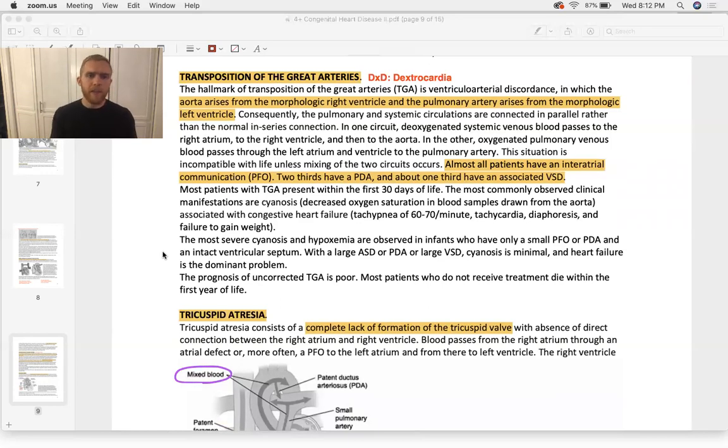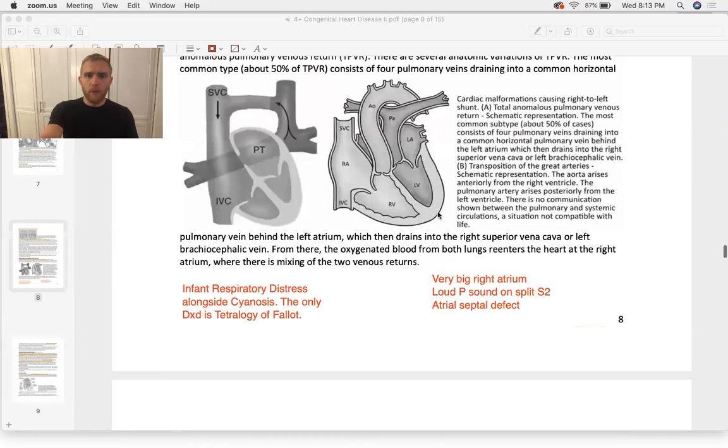The only other thing I see about the transposition of the great arteries is that you basically have to have an interatrial communication with this condition as well for it to be compatible with life. Almost all patients have a patent foramen ovale, 2/3 have a patent ductus arteriosus, and 1/3 have a ventricular septal defect. And again, these are facilitating the channeling of blood between the right and the left sides of the heart, because if you don't have any holes in your heart, then there's not going to be any way for blood to get through to the rest of your systemic circuit from the lungs.